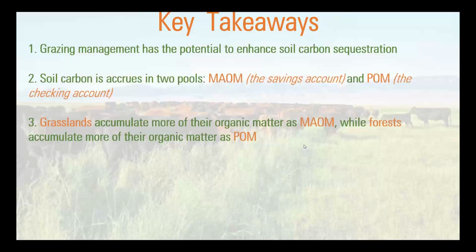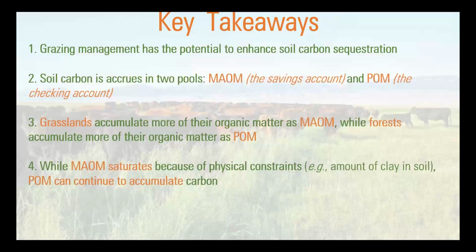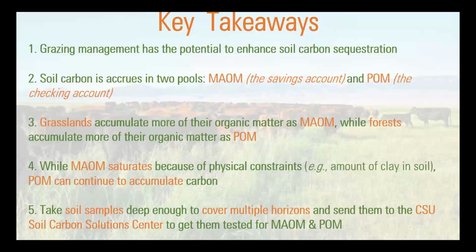Grasslands accumulate more of their organic matter as MOM, while forests accumulate more of their organic matter as POM. And this MOM, because of its association with clay particles in soil, does saturate because of those physical constraints, while POM can continue to accumulate carbon over time.